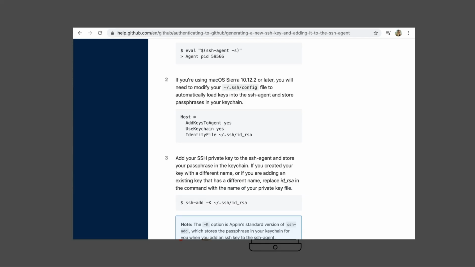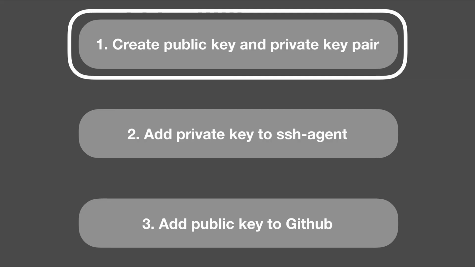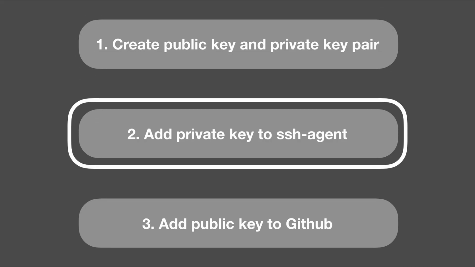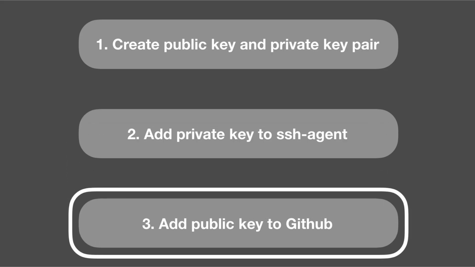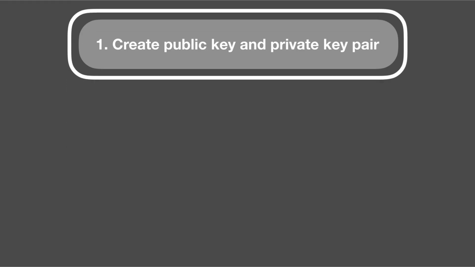So there are three main steps to setting up SSH authentication. First, we're going to create a public key and a private key pair. Second, we're going to add the private key to the SSH agent. And third, we're going to add the public key to GitHub. So let's start with the first step, creating the public-private key pair.